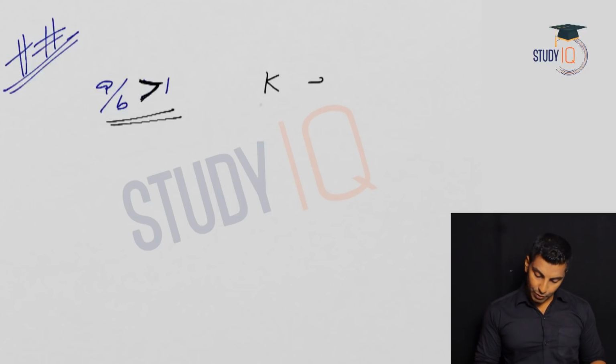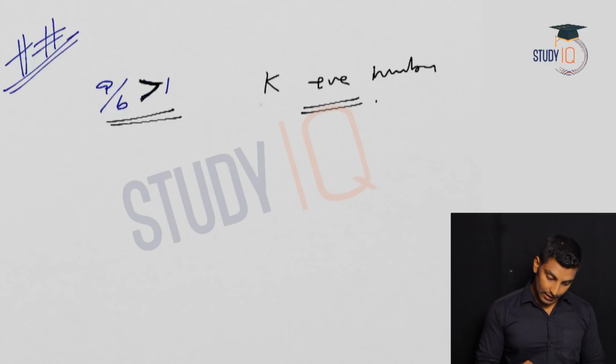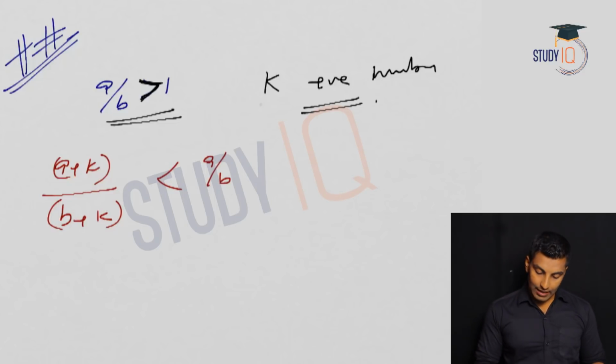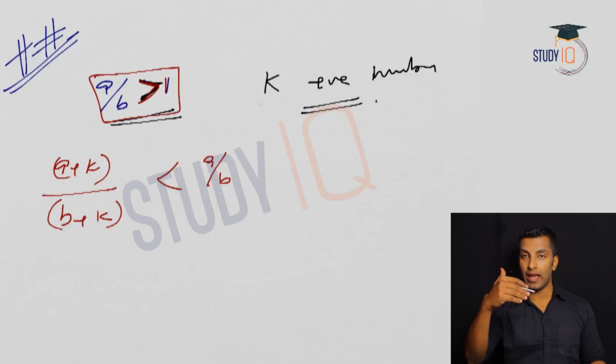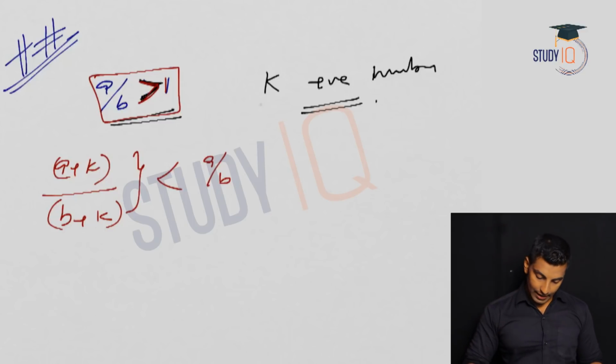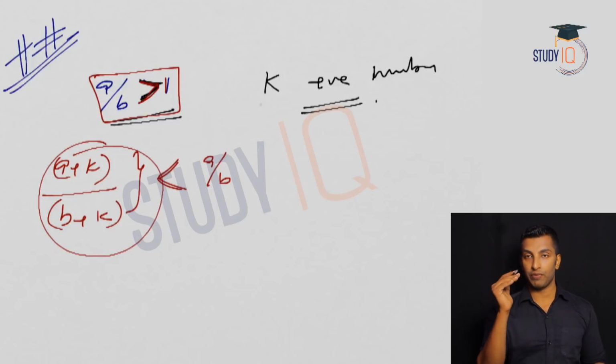And let's suppose k is a positive number. Now let's take the situation a plus k divided by b plus k. This will be less than a by b. So what we said is this ratio is greater than 1. Then any positive number you add to a and the same positive number you add to b, that will be less than the ratio. So remember, you are adding a positive number, but still you are getting a lesser number than the ratio.